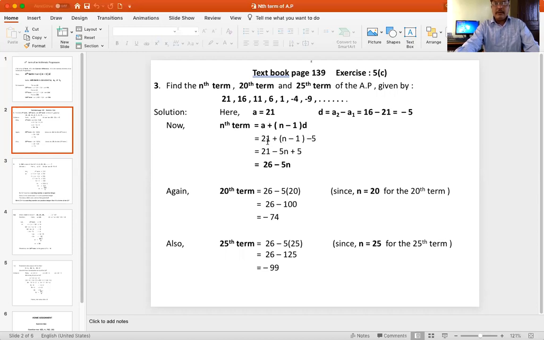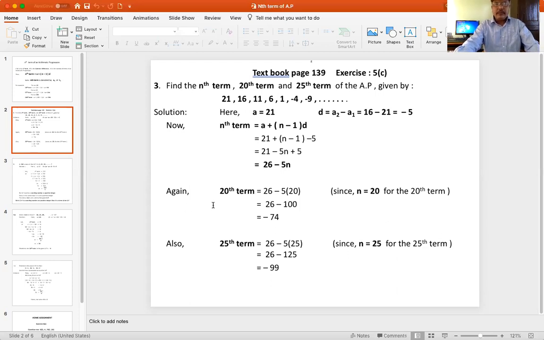Now, the nth term is equal to A plus (n minus 1) into D. Since your A is 21, we write here 21 plus (n minus 1) into, since your D is minus 5, we write minus 5. Now opening the bracket, minus into plus is minus, 5 into n is 5n. Again, minus into minus here is plus, 5 into 1 is 5. So we get 21 minus 5n plus 5, and if you combine 21 and 5, we get 26 minus 5n. So we found that the nth term is equal to 26 minus 5n.